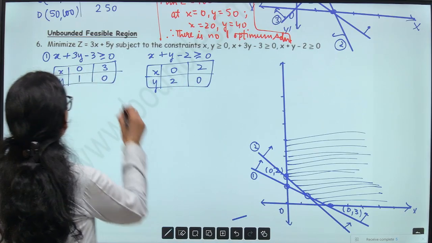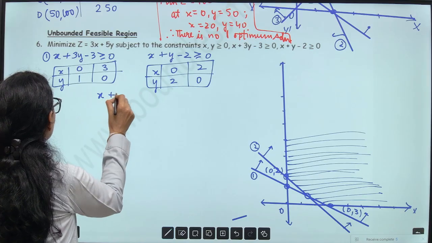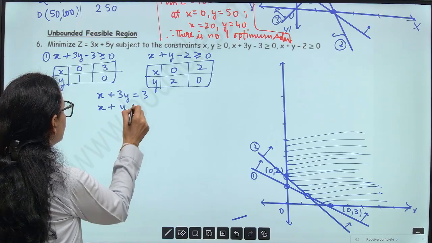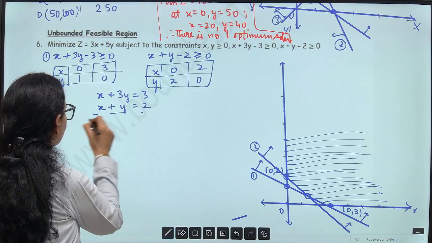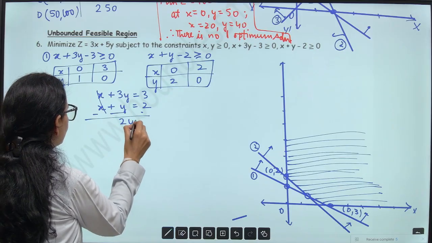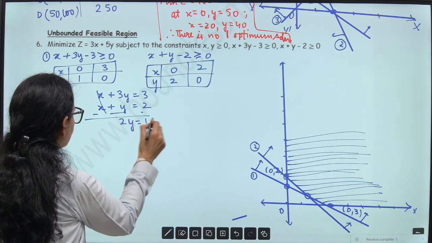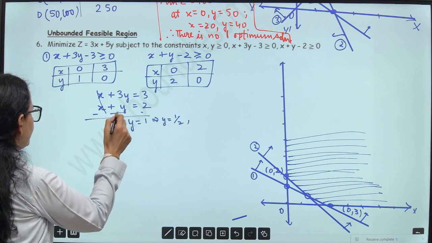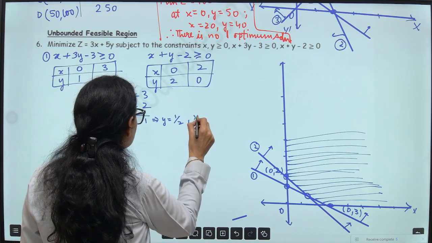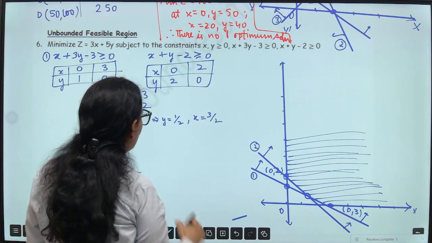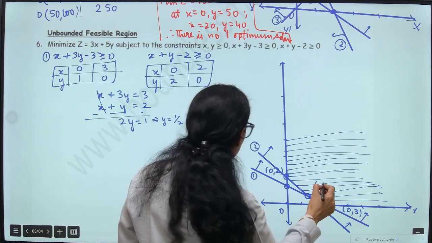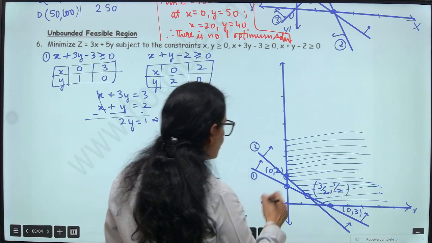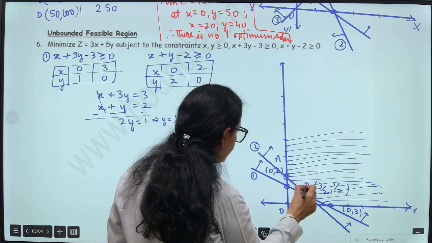So let's solve both the inequalities algebraically and find the point of intersection for both of them. So this becomes 2y equals 3 minus 2, which is 1. So that means the value of y is 1 by 2. And if I put y as 1 by 2, x will be 2 minus half, which gives x as 3 by 2. So the coordinate of this point of intersection is 3 by 2 and 1 by 2. So we have 3 points A, B and C.